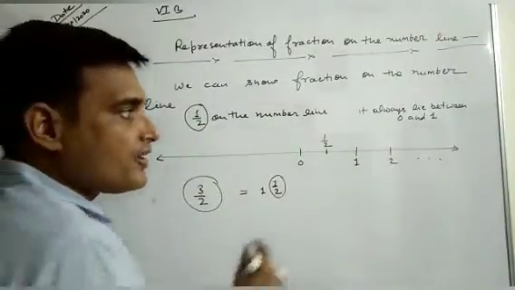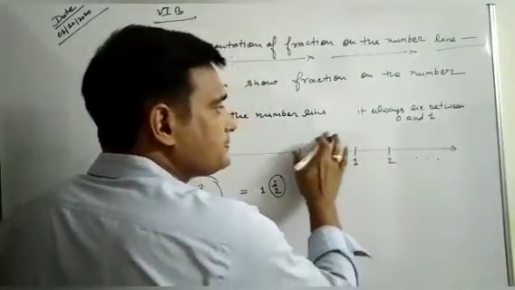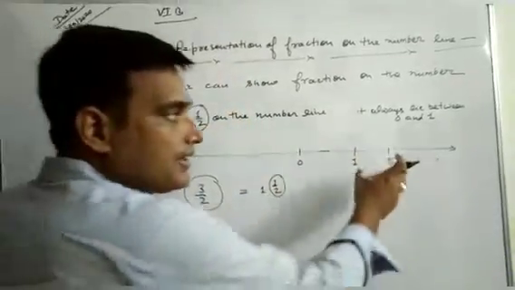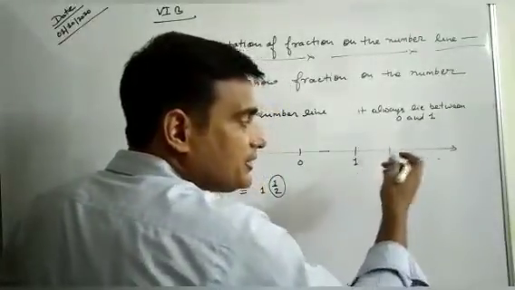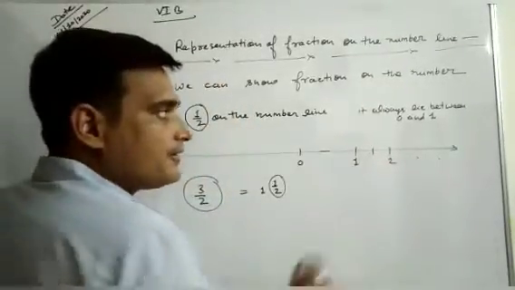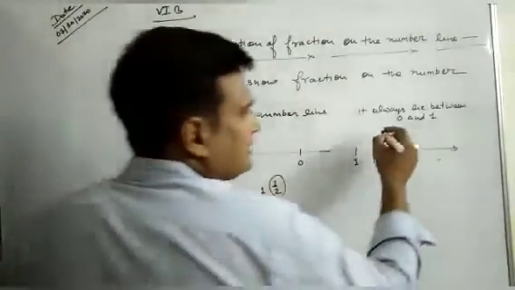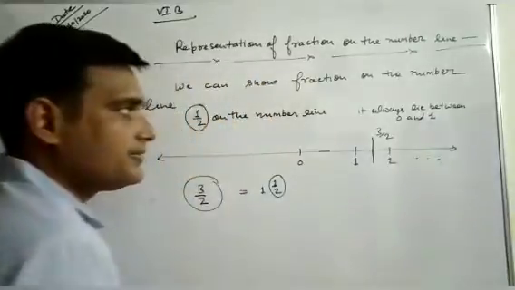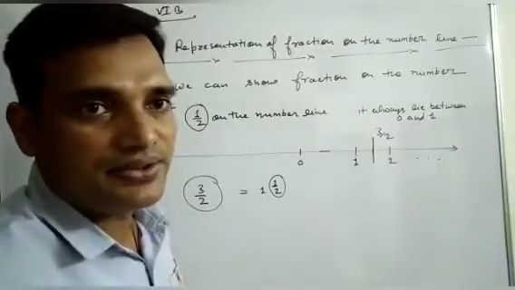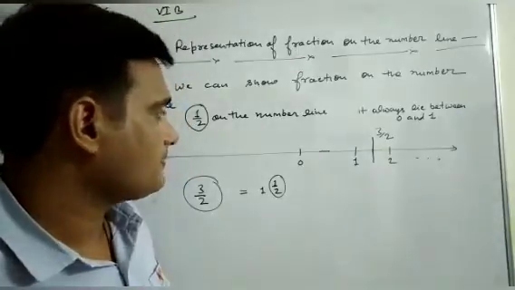Now we divide the gap between 1 and 2 into two equal parts. Half part here, half part here. Now this position shows 3 upon 2. In this way, we represent all fractions on the number line, whether proper or improper. Understand?